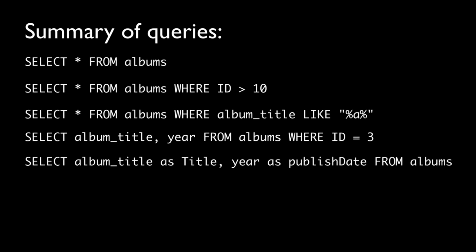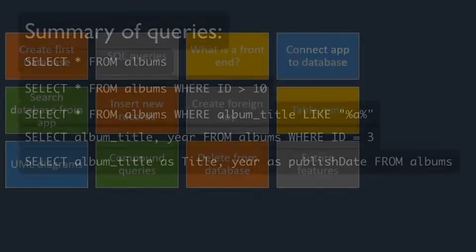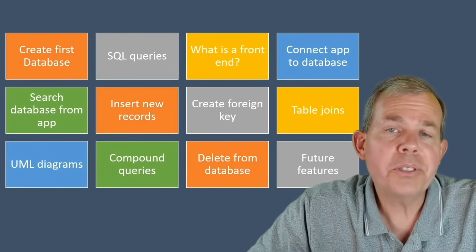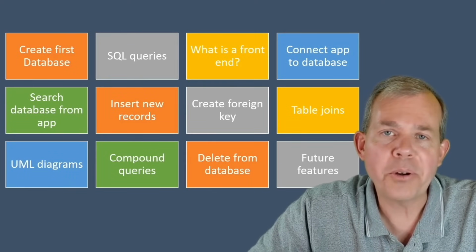And then finally we have some searches where we rename the column results, where we say rename the title as title and the year as date of publish. So those are some of the things that you can do with SQL. Now there's a lot more things to do with the SQL searches, but I will leave those for another exercise.